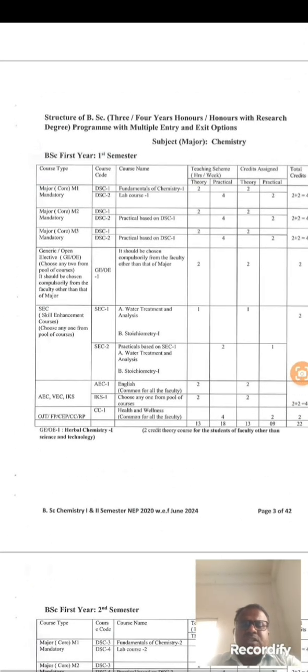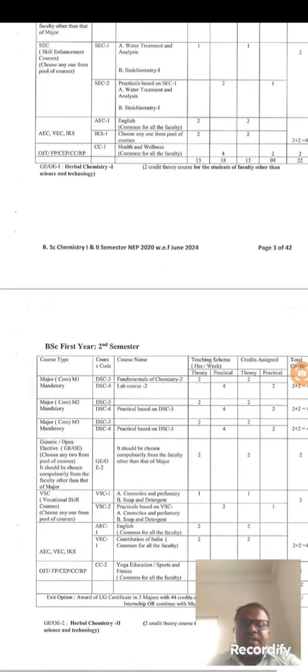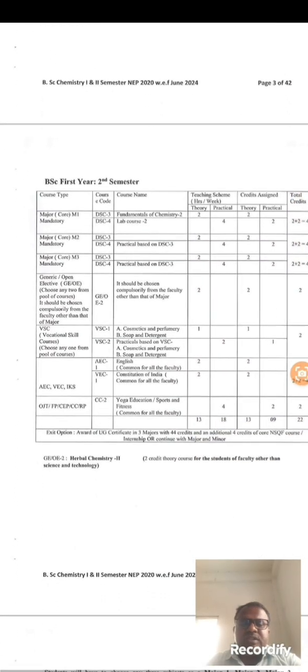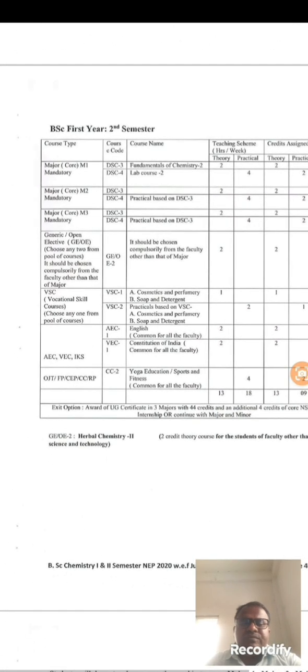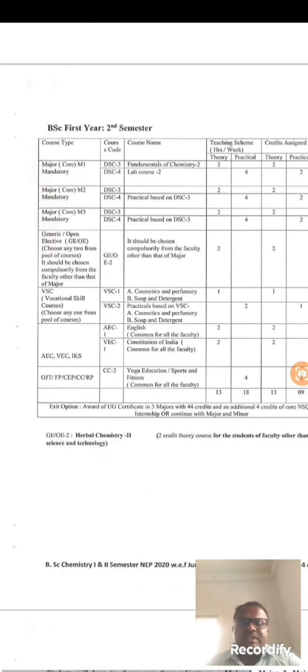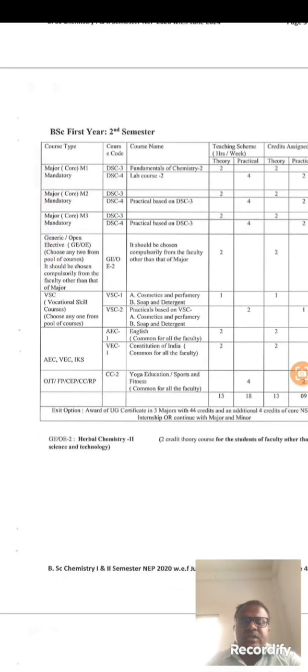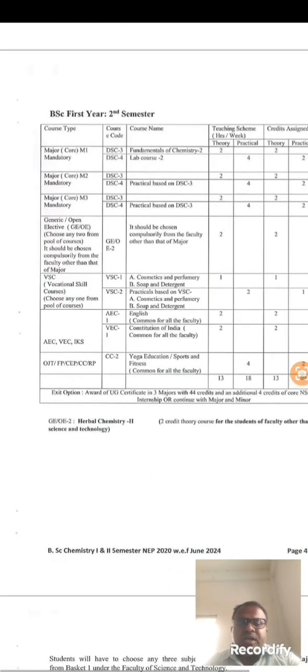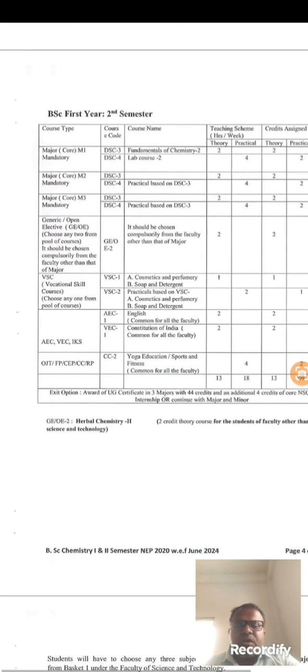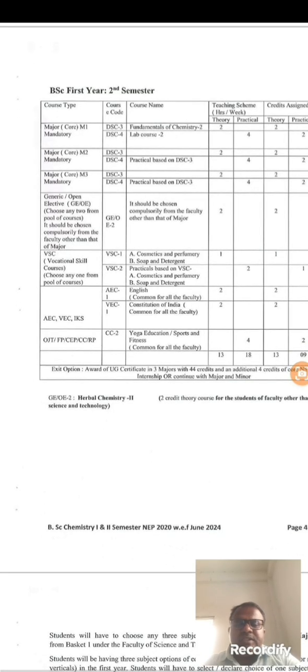So this is semester first, and semester second is also the same, but the papers are different. For BSc first year second semester, instead of SEC, VSC is included. VSC means vocational skill courses, and all other patterns are the same.